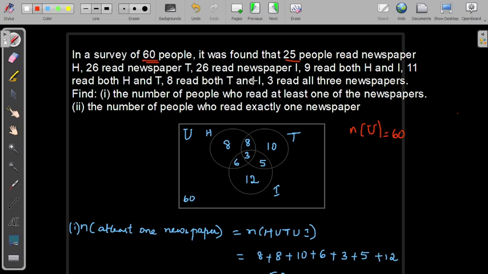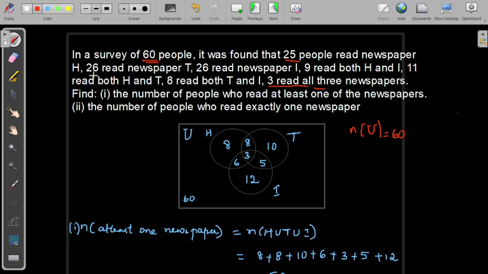So now you have to always first find out the number of people who read all three newspapers, because we are writing the common region first. Three read all the newspapers. So let me fill, this is the common region. I'm writing three here. That indicates that all three newspapers are read by three people. Next, you have to fill H and T, T and I, then H and I. Finally, you have to go with the number of people who read newspaper H, T, and I.